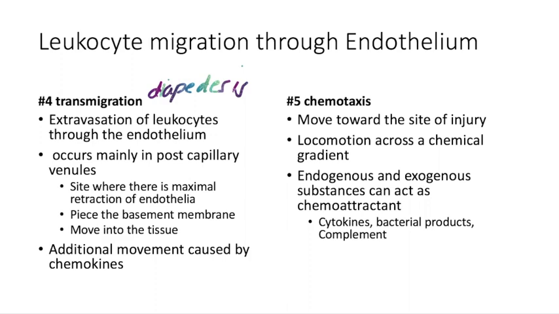So not only do we have the balloons at the end of the driveway, now we have the balloons at the actual site of the party. So we have chemotaxis in multiple areas. It's bringing the white blood cells into the area, but now we're getting in closer to the area, so we need more chemotaxis to bring it together. Basically it moves towards the site of injury even more. There's locomotion along that chemical gradient. So chemotaxis is a chemical gradient. We have endogenous and exogenous substances that act as chemoattractants, such as cytokines, bacterial products, and complement.